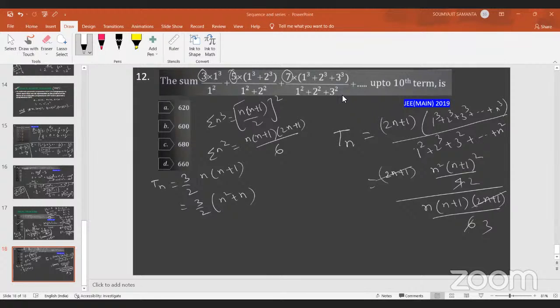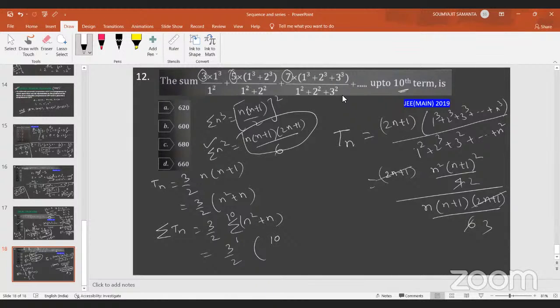So now what is the next step? We should just apply the summation. Tn, the constant term, you take out 3 by 2, n square plus n. And what is asked till the 10th term? They have asked me till the 10th term. So 3 by 2, sum of n square till the 10th term. So we'll put n equal to 10 in the formula.